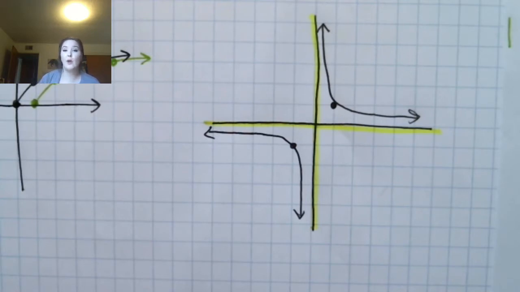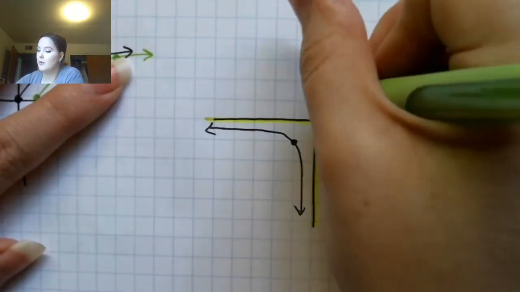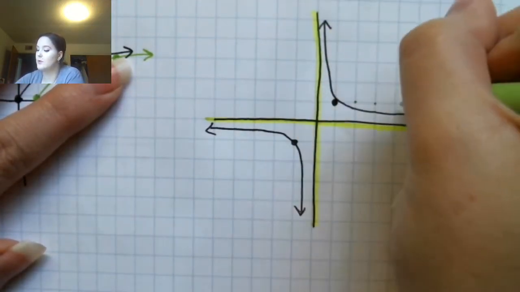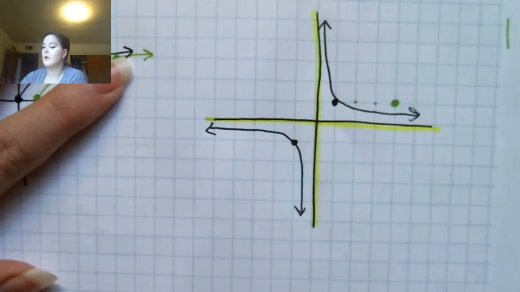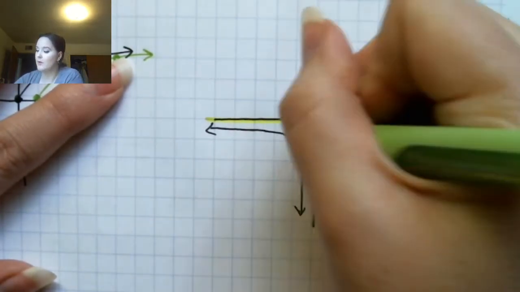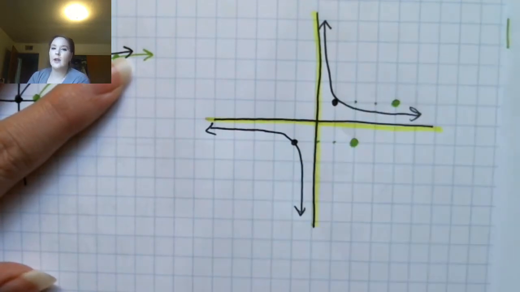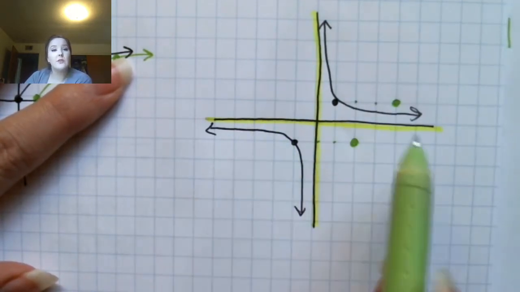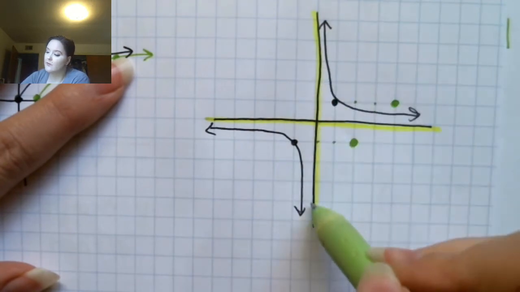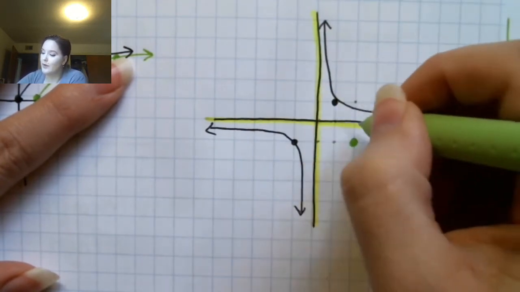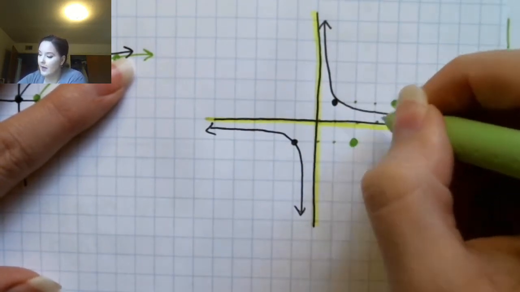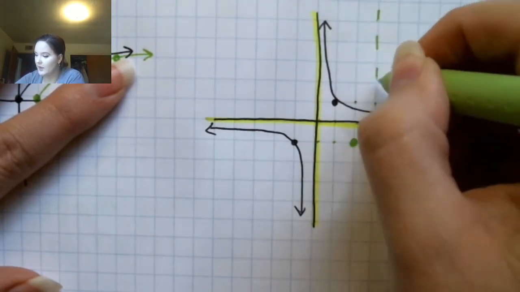Okay, so I'm going to move my whole graph right 3. So I'll take this key point, move it right 3: 1, 2, 3. I'm going to take my other key point and move it right 3: 1, 2, 3. And the lines also move right 3. So I'll take this vertical line and move it right 1, 2, 3. And I'm going to dot in this vertical line.